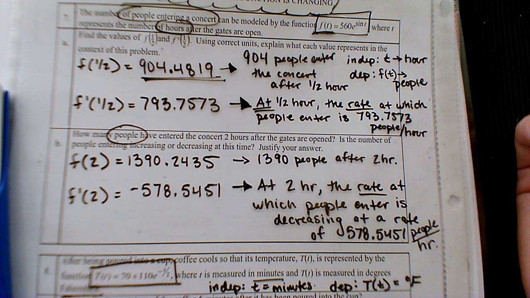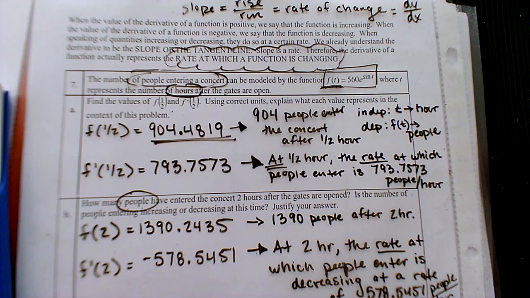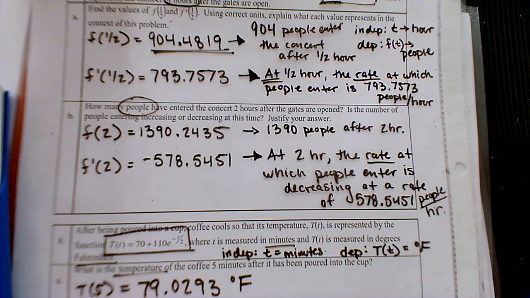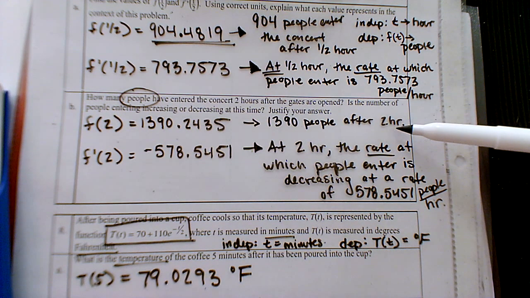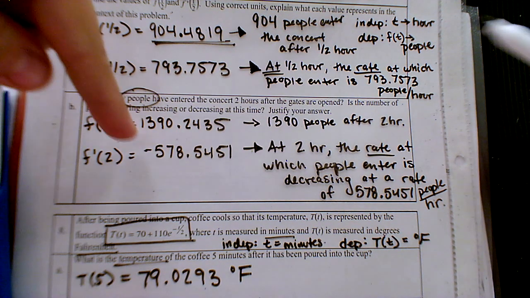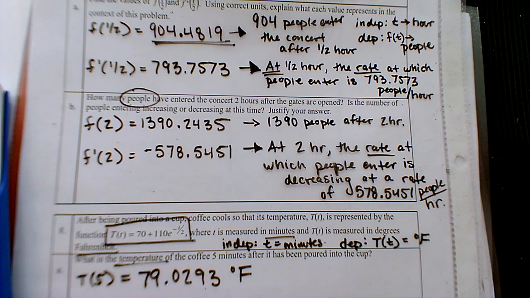Doesn't even make sense. But if more people are leaving than are coming in, this is just the number of people entering. We don't know the rate, so it can still be that the number of people leaving is greater, but we don't know the number of people leaving. So we could have fewer people in the actual auditorium or concert, but we don't have the information of the people leaving. This is the rate that they're entering. It's very negative, so they're coming in very slowly.